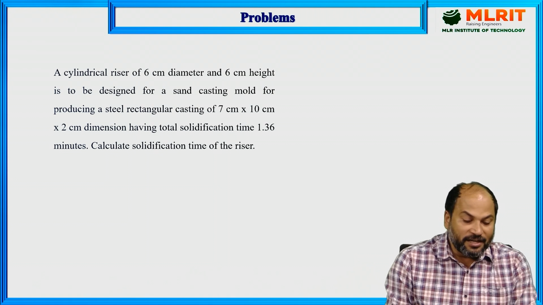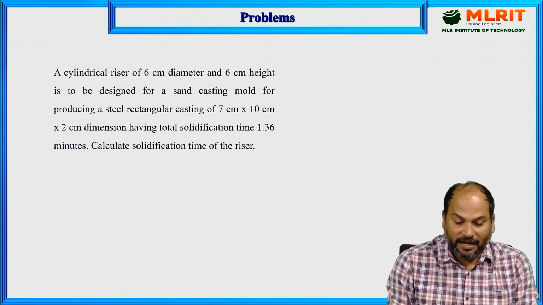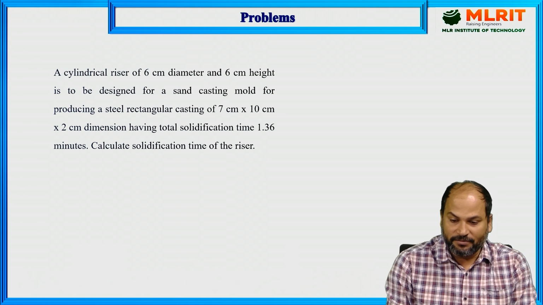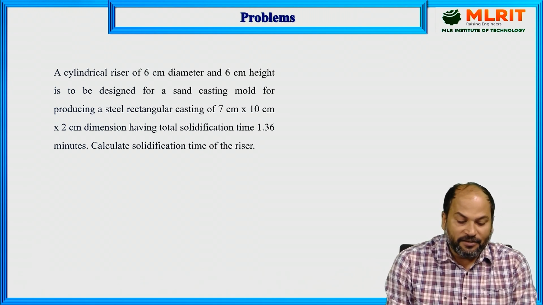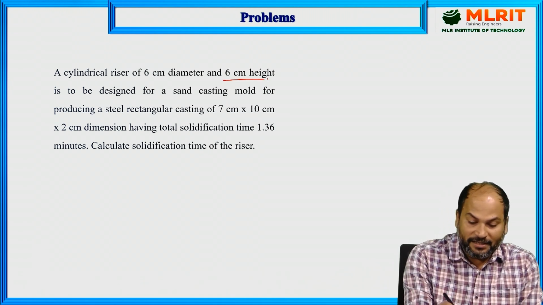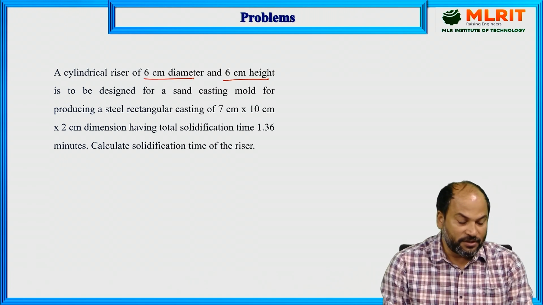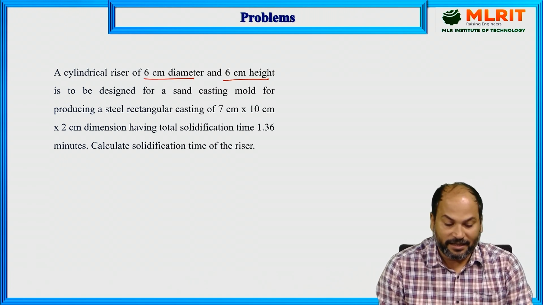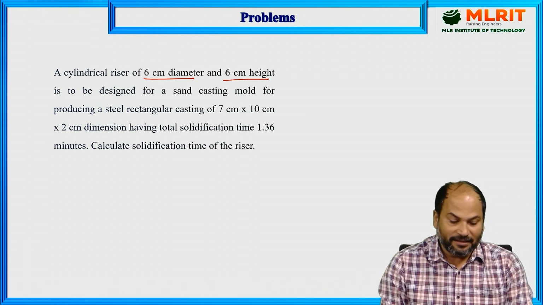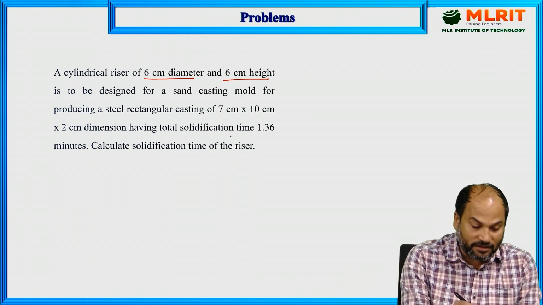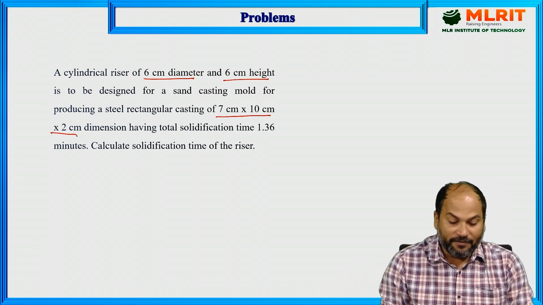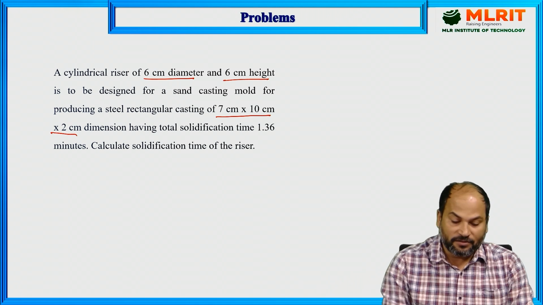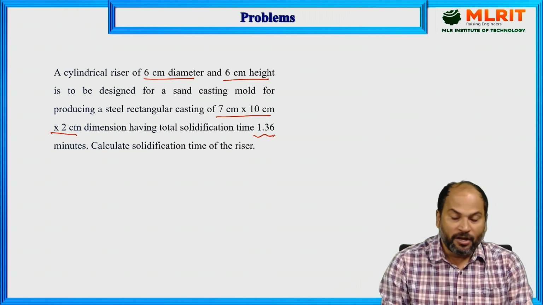Okay. So a cylindrical riser of 6 centimeter diameter and 6 centimeter height. So in this problem, it is given that the riser is having cylindrical shape. Its diameter is 6 centimeter and its height is also 6 centimeter, is to be designed for a sand casting mold for producing a steel rectangular casting of dimension 7 centimeter by 10 centimeter by 2 centimeter, having total solidification time of 1.36. For this casting, this is the solidification time which is given in the problem.